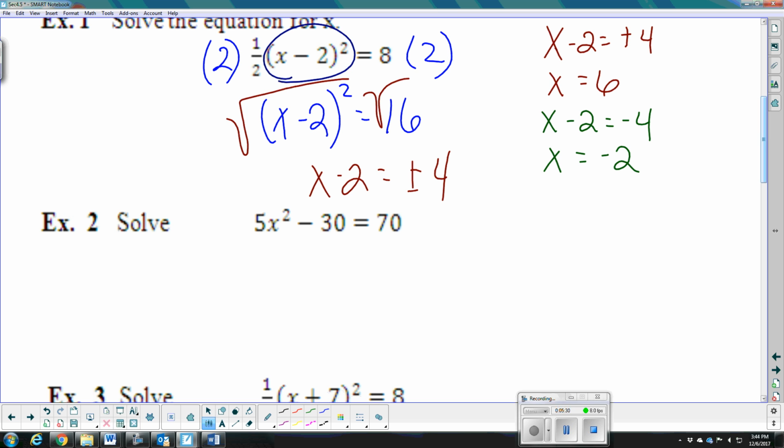All right, so let's look at the next one. We're going to follow the same steps. We're going to isolate our x squared term, then take the square root of each side, and then solve for x. Here we want to get our x squared term alone, and we're going to do that by adding 30 to both sides. So we get 5x squared equals 100. And now we can divide both sides by 5 to isolate our x squared term.